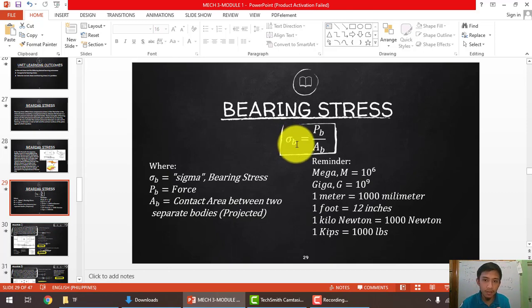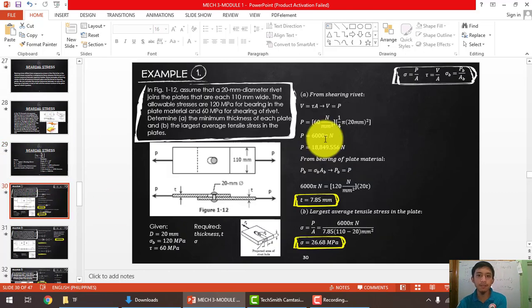Together with your P and A, P is the force, of course, and A is the receiving area, which is the projected area. Let's put sub b there, since we are referring here to the bearing. So again, the area is the equivalent of the area in contact, which is the projected area, simplified for us to be able to solve. So we will now proceed with an example.